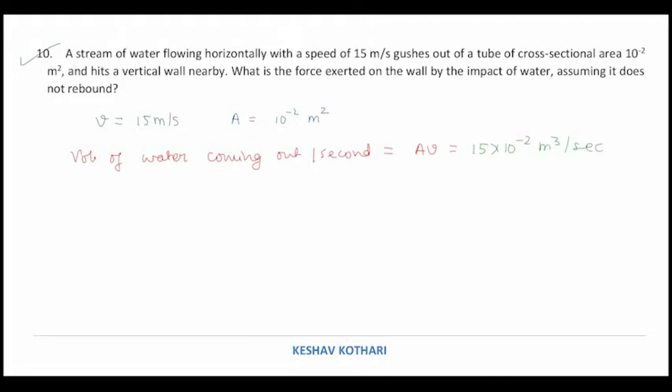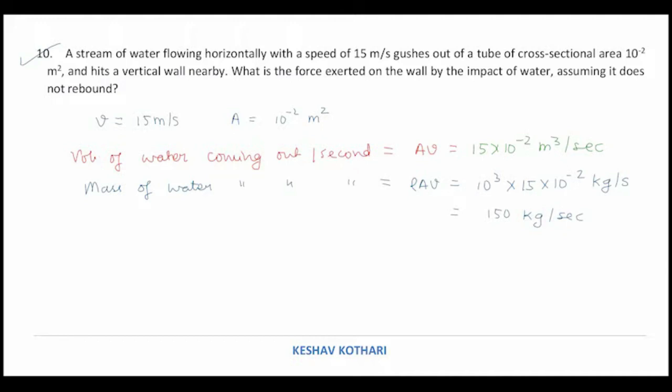Now if we calculate the mass of water flowing out per second, we multiply it by the density of water, that is rho AV. So we obtain 1000, that is 10 to the power 3 kg per meter cube, into 15 into 10 to the power minus 2, in kg per second. For this we obtain 150 kg per second. So this is the mass of water that is coming out per second and striking the wall.